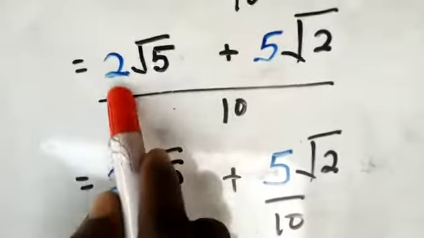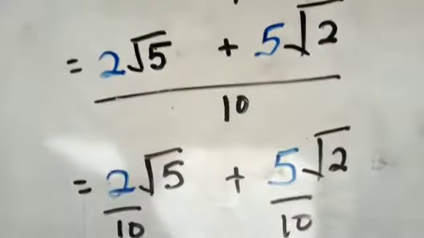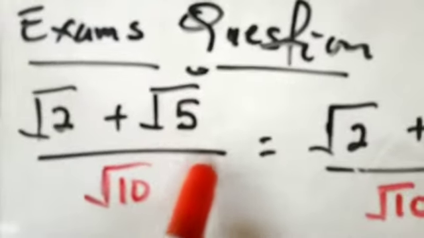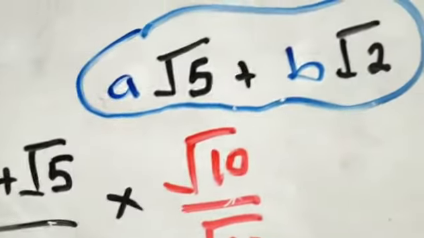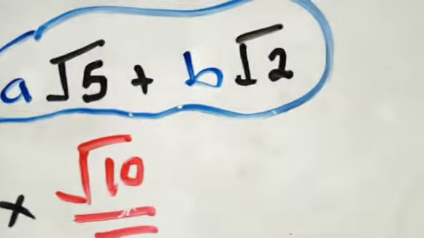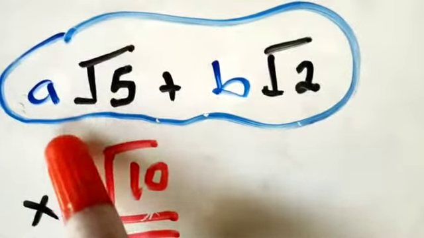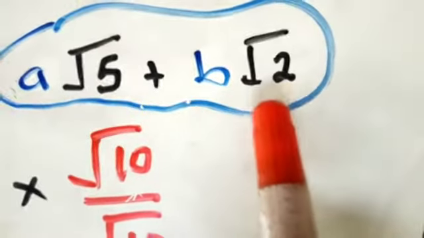So we are having 2 root 5 plus 5 root 2. Remember the game, because we have been asked to express this thing in the form of a root 5 plus b root 2. It means that a certain number has to be attached, or has to be a friend of root 5, and then another number has to be a friend of root 2. Is that okay?